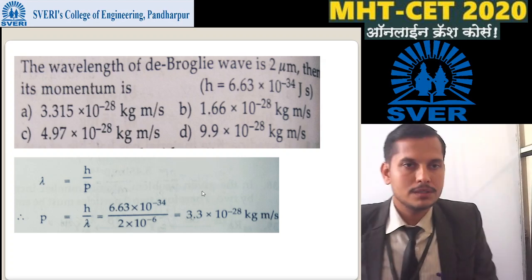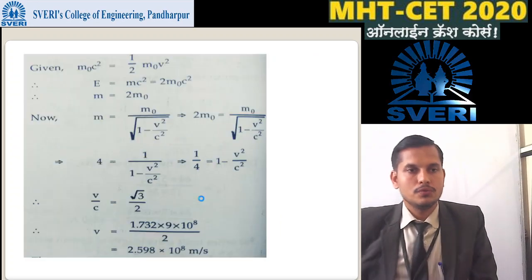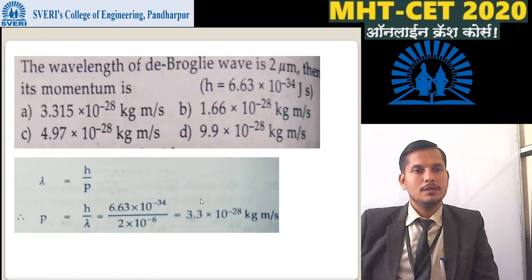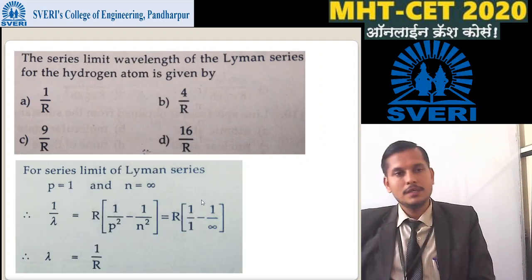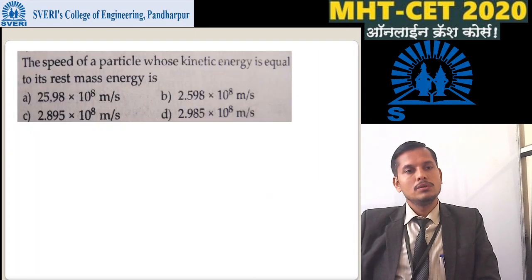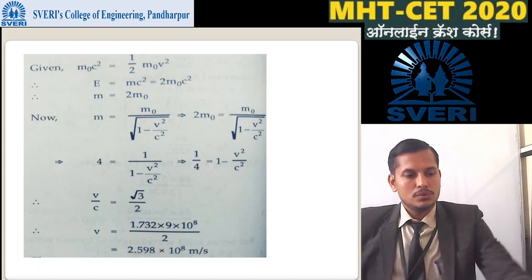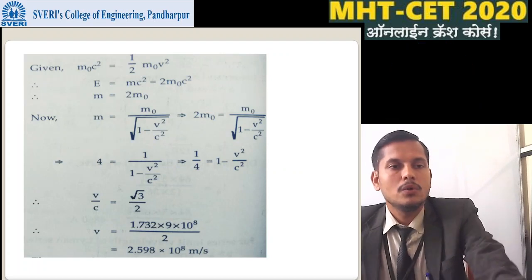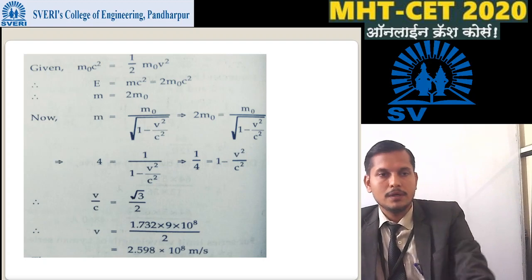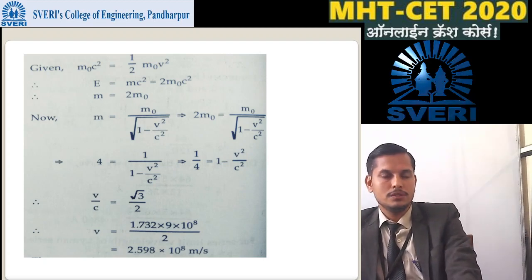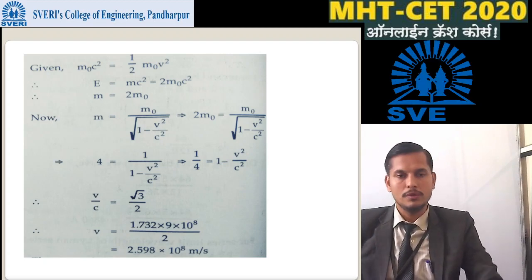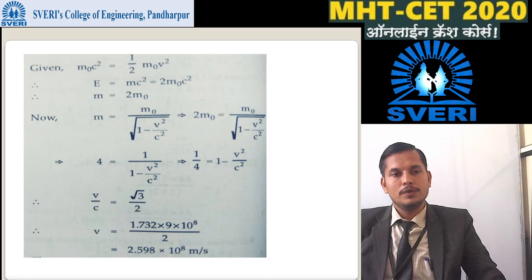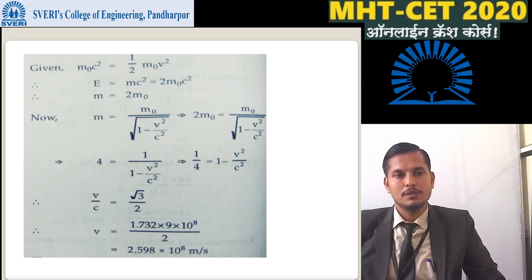So these are some of the MCQs we have discussed, which are related to de Broglie wave, relativity of mass, then Lyman series, Balmer series, etc. So I hope that you got some of the points, some ideas related to these equations, what we have discussed, and some of the MCQs what we have solved. So in first part we have discussed some basic terms. In the second part we have discussed some of the MCQs.